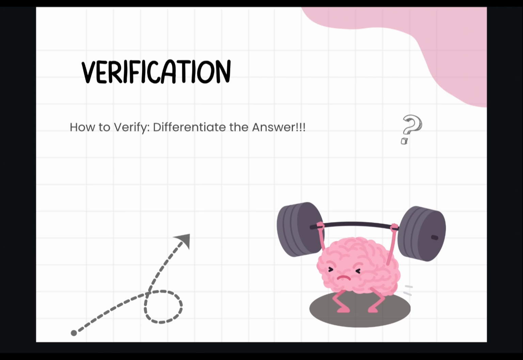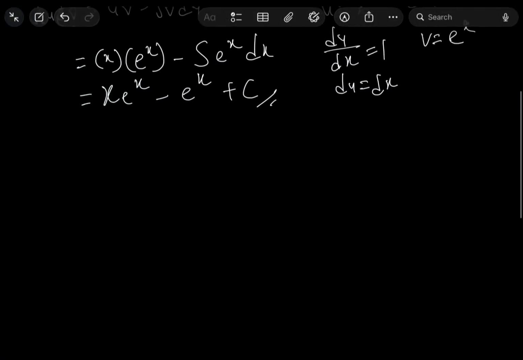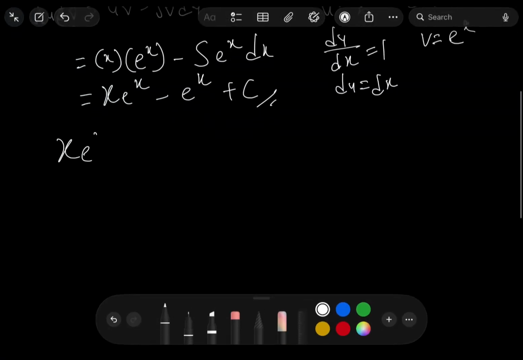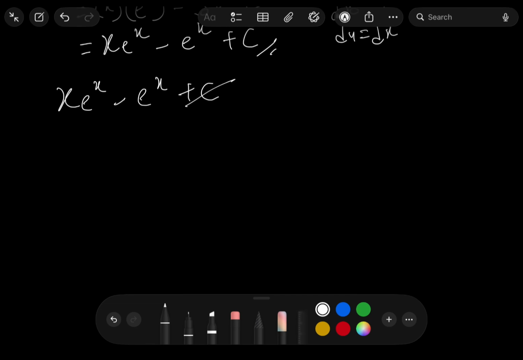Okay, so now we have to verify our answer. And how we can do that is by differentiating the answer and seeing if you get the initial question to begin with. Okay, so now we will be differentiating this equation here. Okay, immediately plus c we cross off. And then for x e^x, we need to use this formula here.